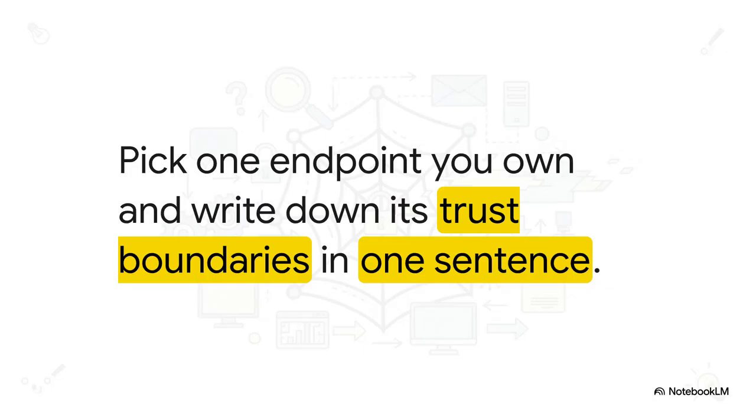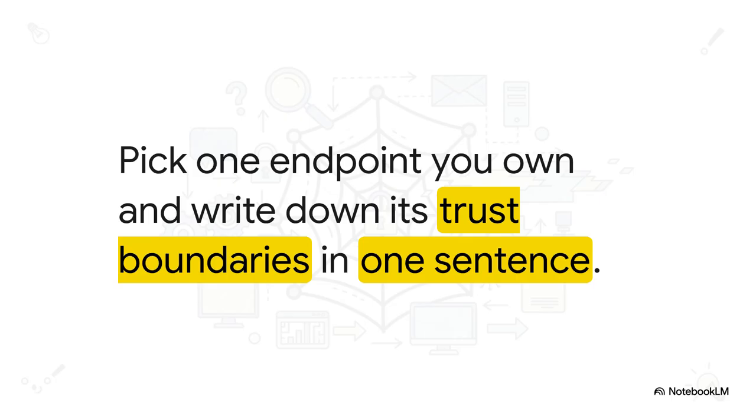Let's make this super practical. Right now, think of one API endpoint in an application you work on. Can you describe in just one sentence what data it trusts and what data it has to validate? Something like, the user profile endpoint trusts the session cookie for the user ID, but it validates all the other submitted form data. Simple, right?